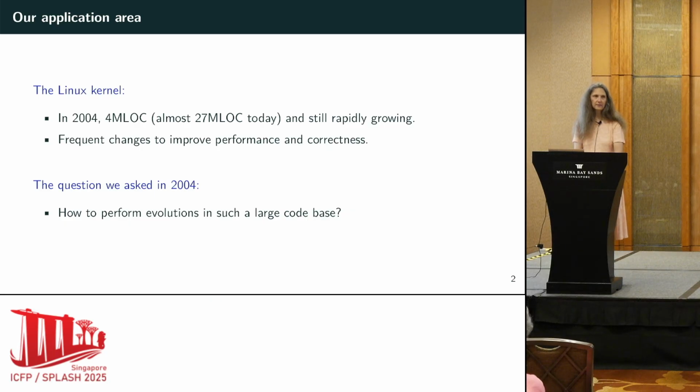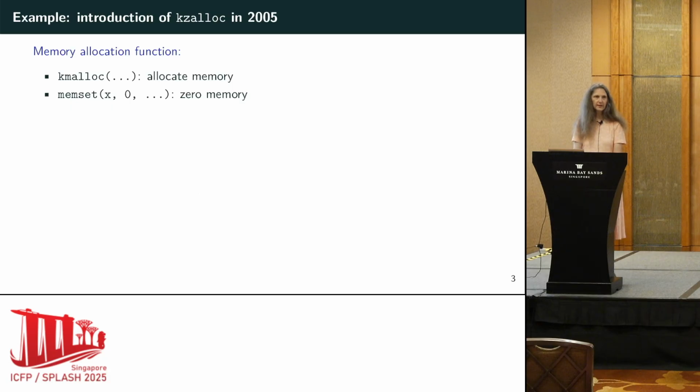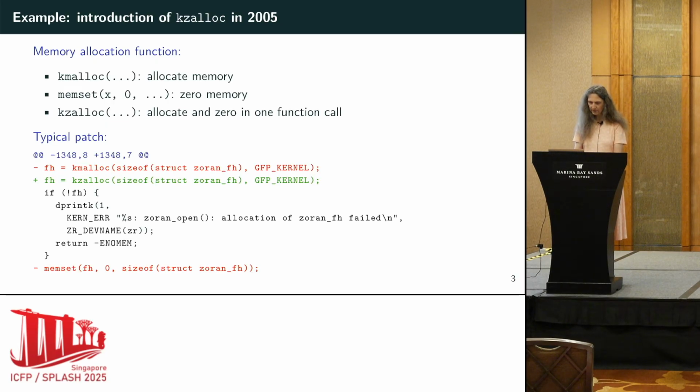So the question that we asked in 2004 was, how can we easily perform evolutions in such a large code base? Here's an example that was relevant at that time. In the Linux kernel, they have the function kmalloc for allocating memory, and memset, which is the familiar user-level memset, which you can use afterwards to zero memory. Someone thought it was a good idea to merge these two functions so that we could have a function that allocates memory that's going to be initialized to 0. That function is called kzalloc. So here's an example of the change to introduce the use of kzalloc.